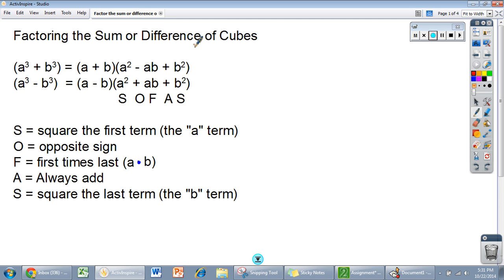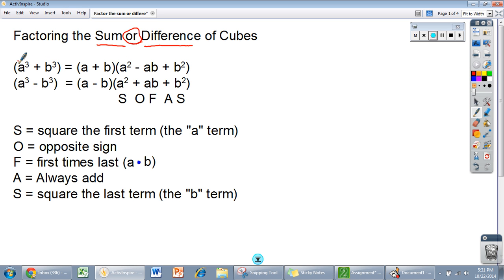Today we're going to talk about factoring the sum or the difference of cubes. Our problems can be one of two variations: you have two perfect cubes being added together, or you have two perfect cubes and you're subtracting. Each of them follows a pattern, and I'll just go over the pattern.